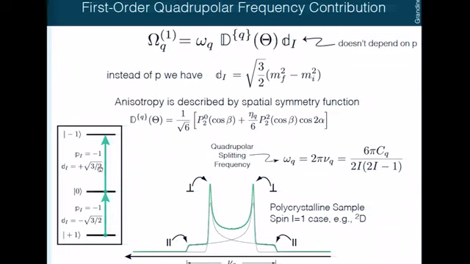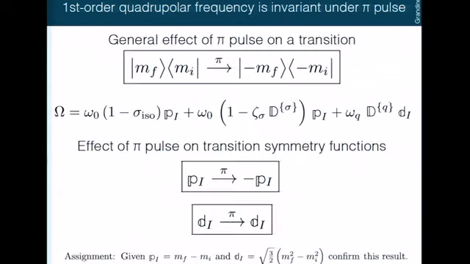But if you look at the two transitions, then you see that these two transitions are both P of -1, but the D values change sign from plus square root of 3 over 2 to minus square root of 3 over 2. And that's why the powder pattern here has these two transitions with mirror images of each other, because it's the D that's changing sign, not the P.